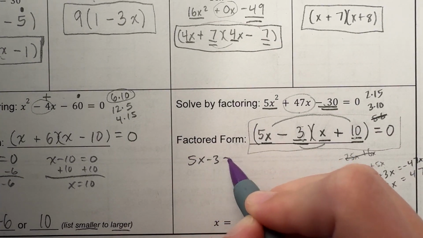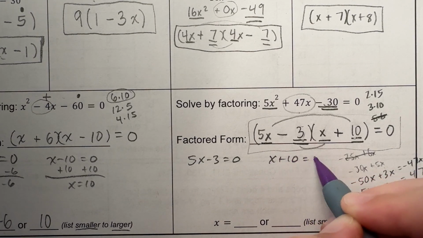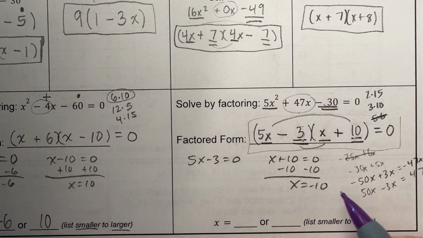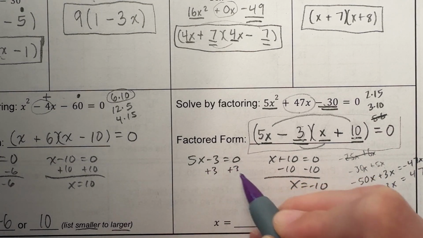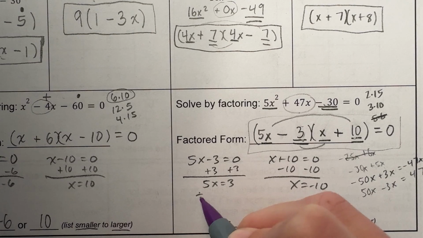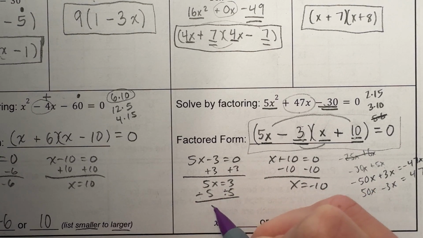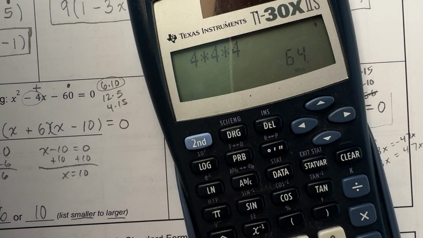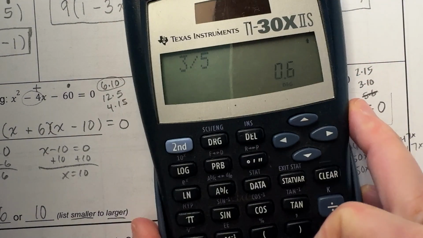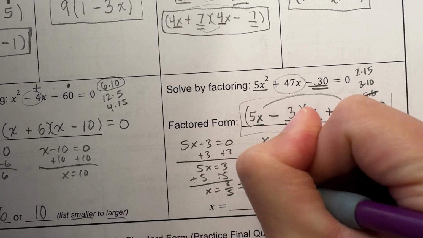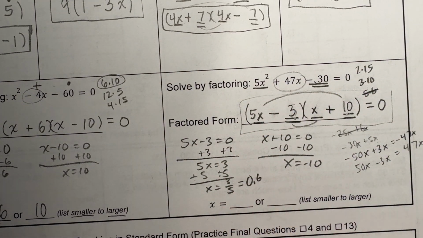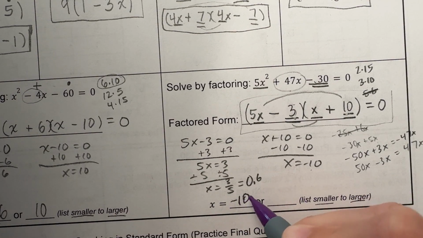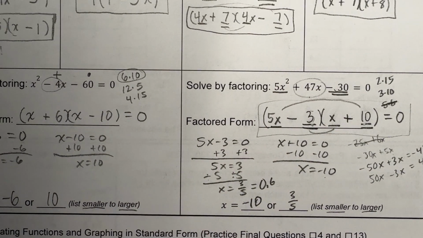So either this number equals 0 or this number equals 0. This one's easier to solve. Let's do that one first. So one solution is negative 10. And the other solution is 3 over 5. Now, if you're more comfortable with decimals, that's totally fine. You can just divide 3 by 5 in your calculator. Edulastic will accept either. So this is either 3 over 5 or 0.6. Either way, you do need to list them in order from smaller to larger. The negative answer is the smaller answer. And then this is the larger answer. All right, there's factoring.